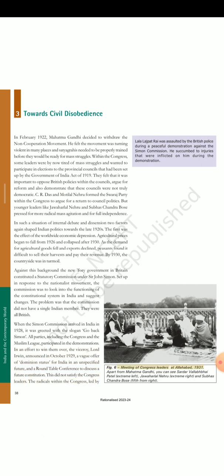Fig. 6. Meeting of Congress leaders at Allahabad, 1931. Apart from Mahatma Gandhi, you can see Sardar Vallabhbhai Patel, extreme left, Jawaharlal Nehru, extreme right, and Subhas Chandra Bose, fifth from right. Lala Lajpat Rai was assaulted by the British police during a peaceful demonstration against the Simon Commission. He succumbed to injuries that were inflicted on him during the demonstration.